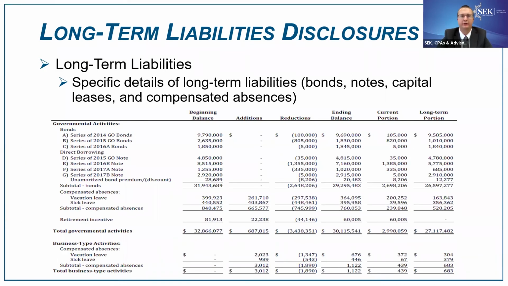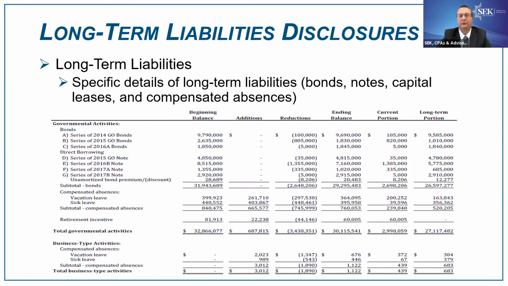So the next slide is just a table format. Again, looks very similar to what we looked at for the capital asset. Again, you're seeing a breakdown on the left-hand side between the bonds and what's known as direct borrowings or notes. Then below that, you can see the compensated absences for vacation or sick leave that are paid at retirement. The example that we have here includes a retirement incentive, and you could also have capital leases that are included as part of this table. The example I had just didn't break that out or didn't have a capital lease.